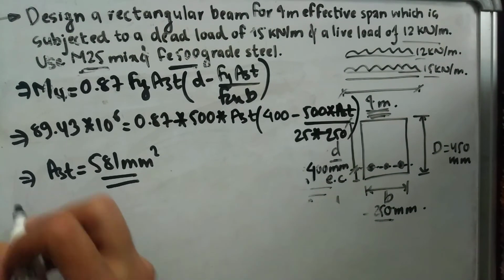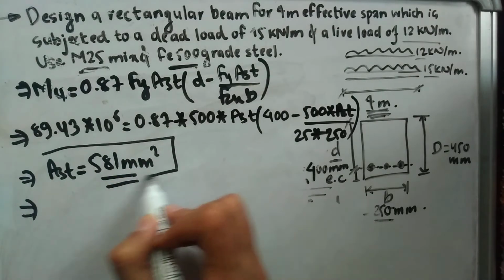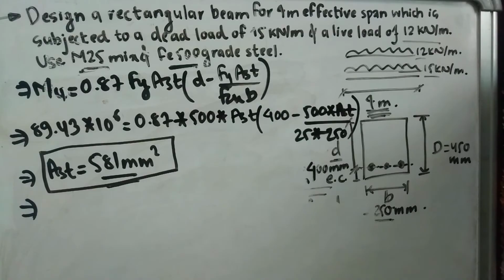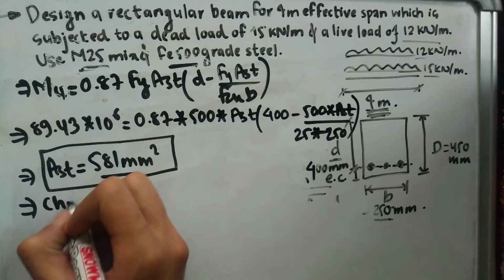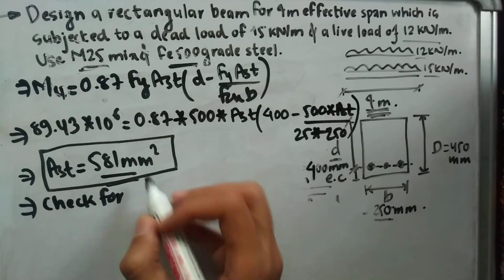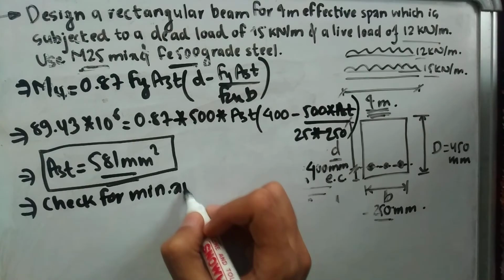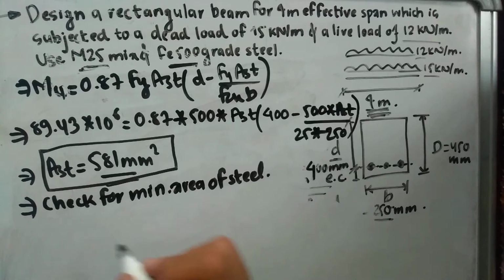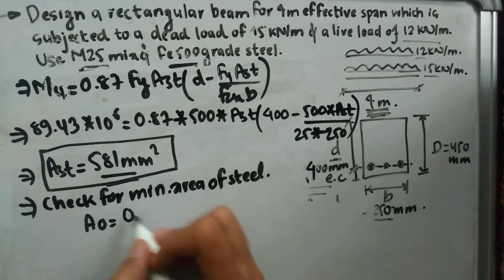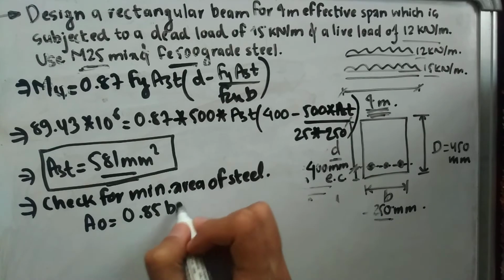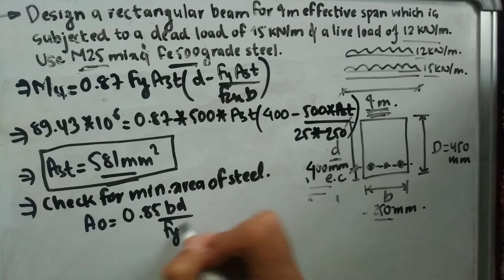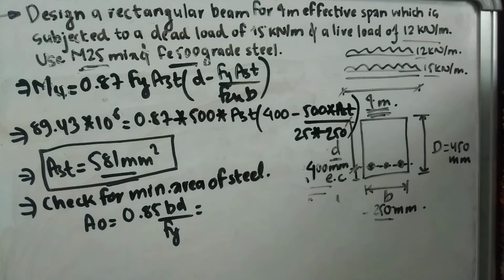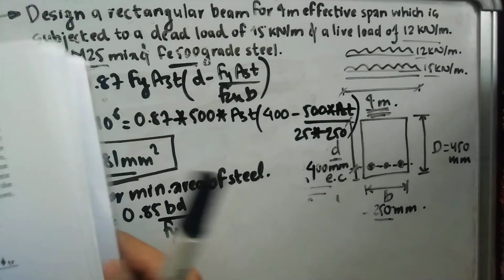Next, I need to check whether the area of steel which I obtained is up to the code or not. For that, I need to find the minimum area of steel. So let me write here, check for minimum area of steel. My formula for minimum area of steel is As0 equals 0.85 bd divided by fy. You can find this formula in the same code of IS 456-2000, on page number 47.